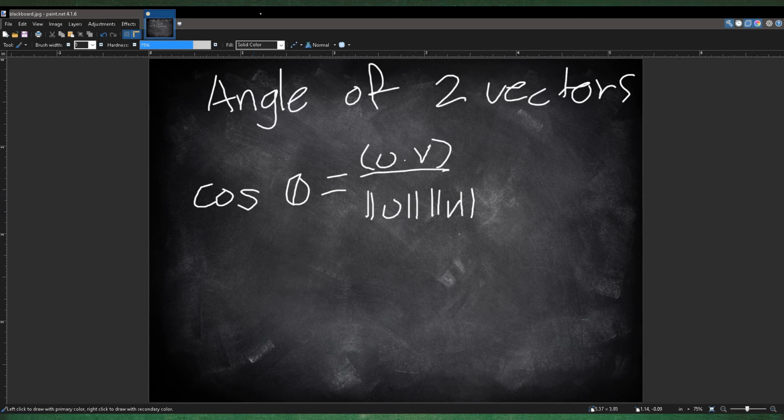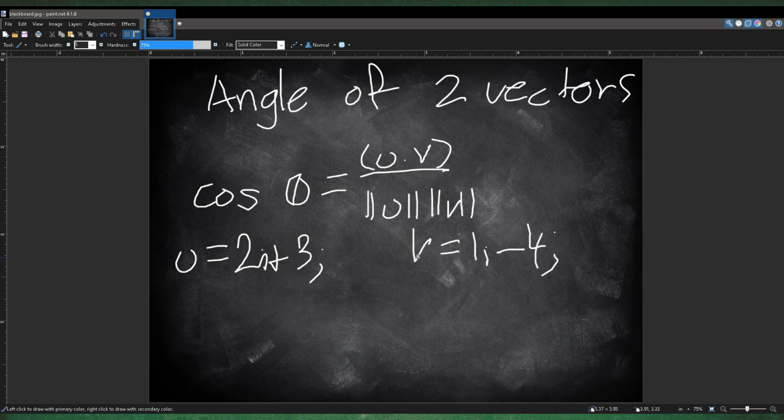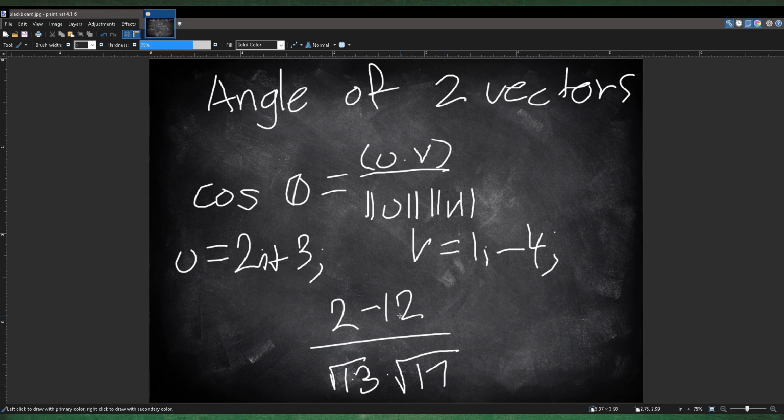So let's have an example. Let u be equal to 2i plus 3j and v be equal to 1i minus 4j. So the dot product u dot v: 2 times 1 is 2, and 3 times negative 4 is negative 12. All over the magnitude of u, which is the square root of 2 squared plus 3 squared, so square root 13, times the magnitude of v, the square root of 1 squared plus negative 4 squared, so square root 17. And cosine of theta is equal to that.